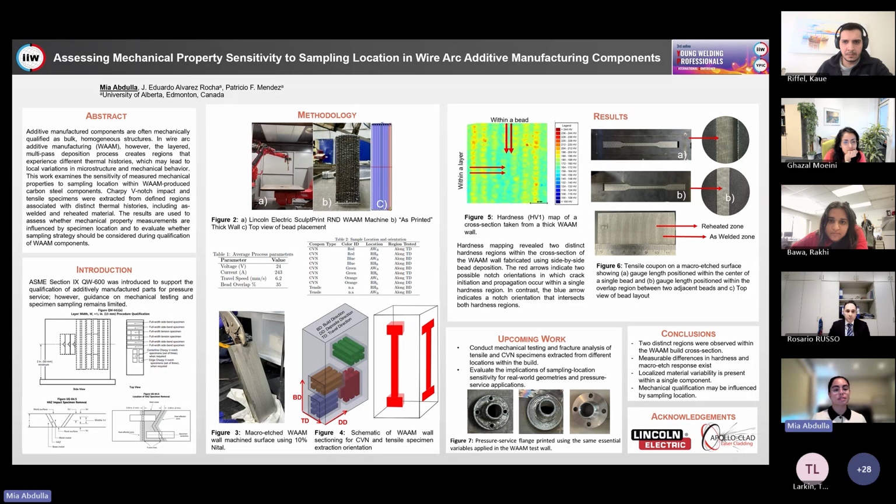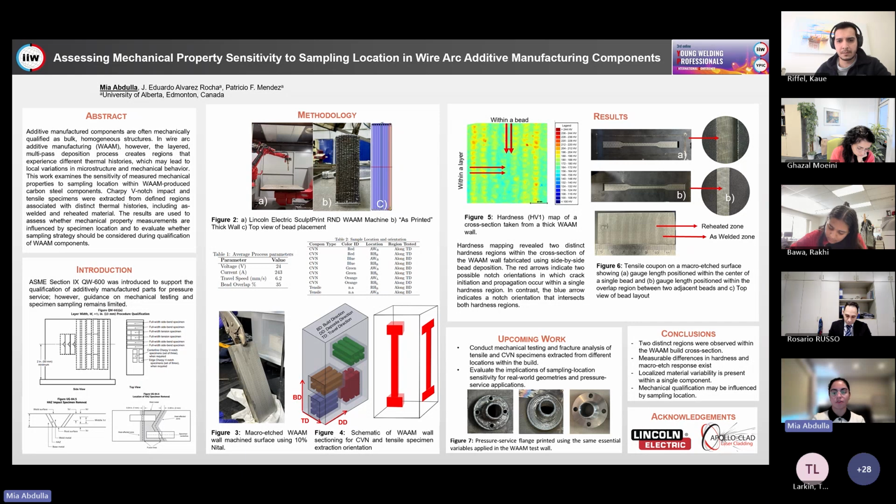A little bit of background into the project. In the introduction, ASME Section 9, Article 6, QW 600 was recently introduced in the ASME code sections for pressure service additively manufactured parts to support the qualification of AM parts for pressure service in our Alberta or North American industries. Up in Alberta, we have a very, very strong oil and gas industry, which has a lot of pressure parts.